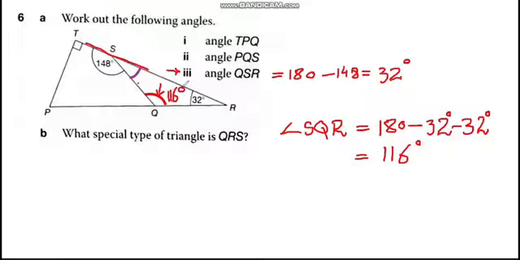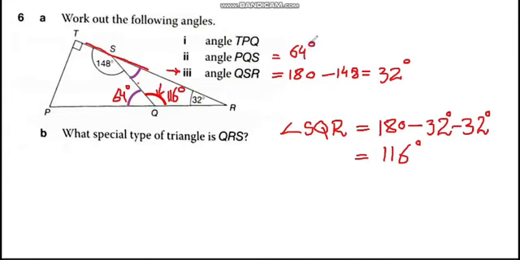Now to figure out the size of PQS, this angle, I will again consider a straight line. On a straight line, angles add up to 180. So we will just subtract 116 from 180, so I will get 64 degrees over here. It means the size of angle PQS is 64 degrees.